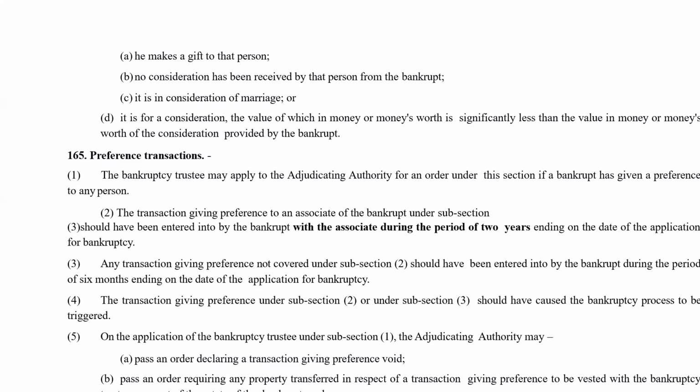So if he makes a gift, or no consideration has been received by that person from the bankrupt. Okay. It is in consideration of marriage, or it is for a consideration the value of which in money or money's worth is significantly less than the value in money or money's worth of the consideration provided by the bankrupt. Okay. Look, the first is understood, there is no difficulty in the first. He makes a gift to that person. The bankrupt is giving something for free, so it is undervalued.